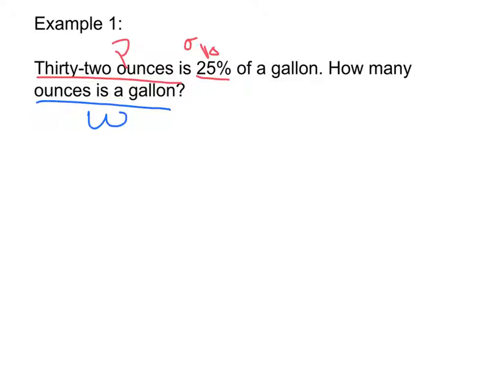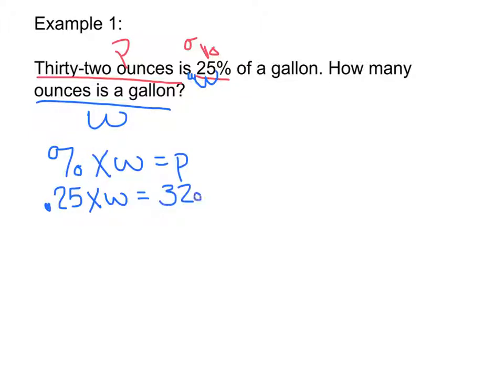Now, remember our percent formula from before. Percent of the whole is equal to the part. Okay, well, we know the percent and the part. We know that 25%, if we move our decimal 2 places, as a decimal would be 0.25 times the whole is equal to the part. Now, our part is 32 ounces. Okay, now we have to solve for W.